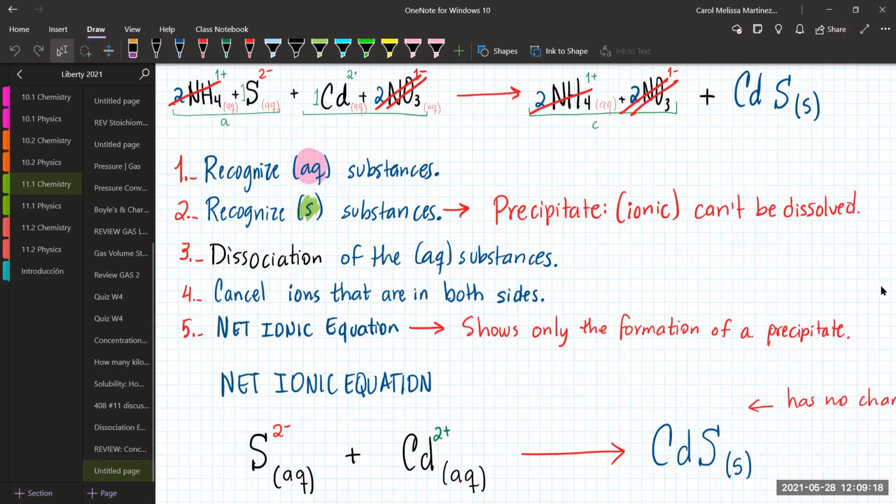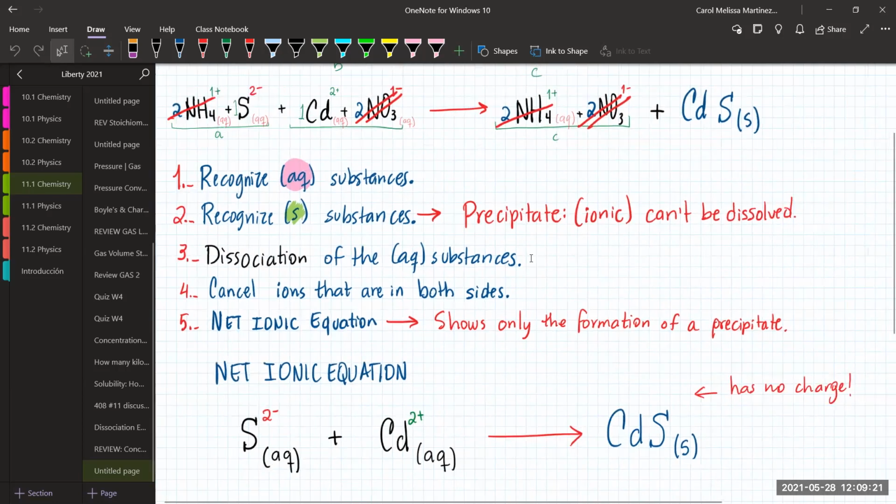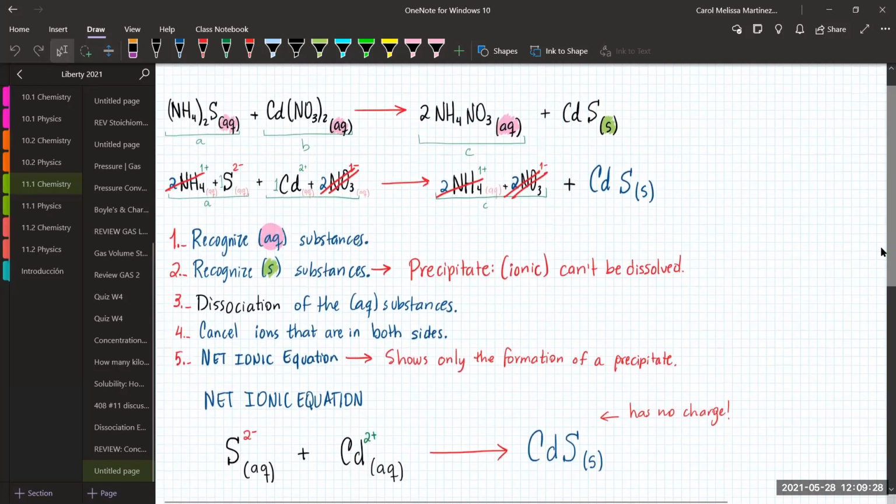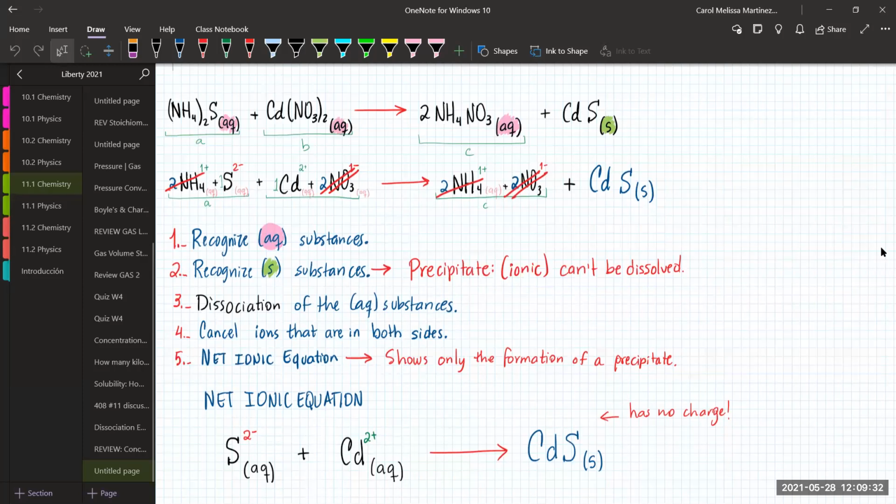Remember this. Now, I know that it looks like a lot, but it's not too much, honestly. Remember that I explained step by step. When you do the procedure, yes, you will do it step by step, but you are not going to take that long. So, as a homework, as a practice, I will give you a reaction for you to practice this topic. I'm going to give you a formula equation, and from the formula equation, you will do all the process, from recognizing the aqueous substances, recognizing the precipitate. That is very important.